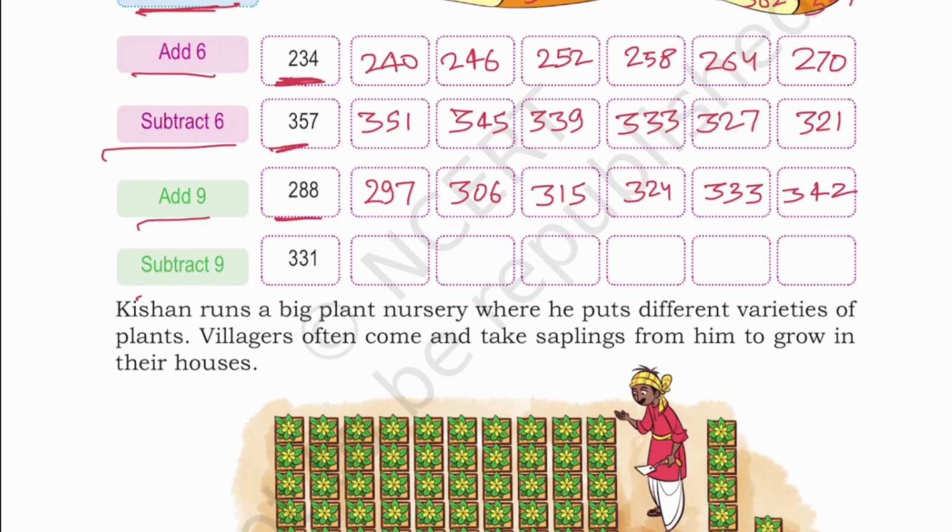Similarly, it is written subtract 9. If you subtract 9, you will get 322, then 313, 304, then 295, then 286, and 277.